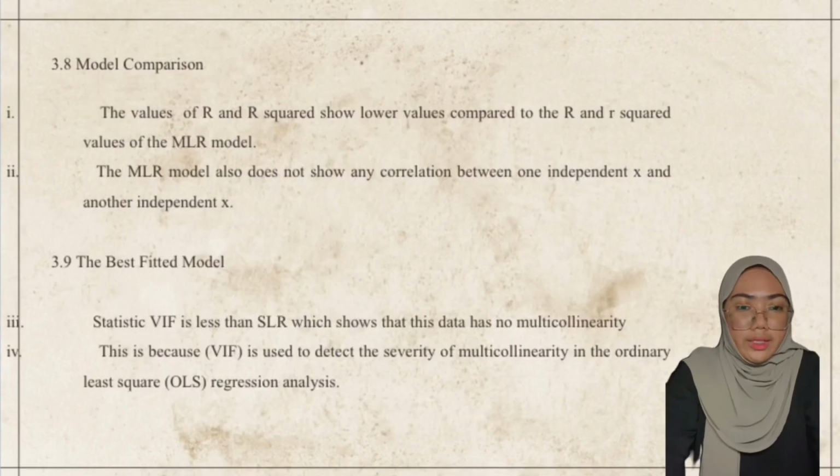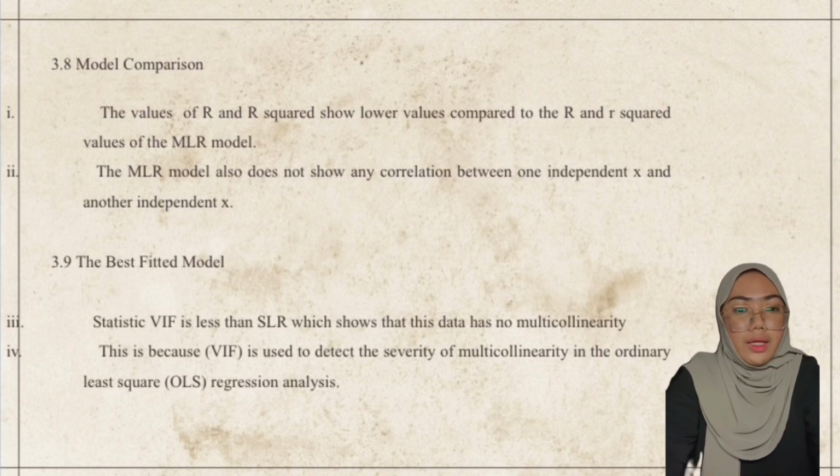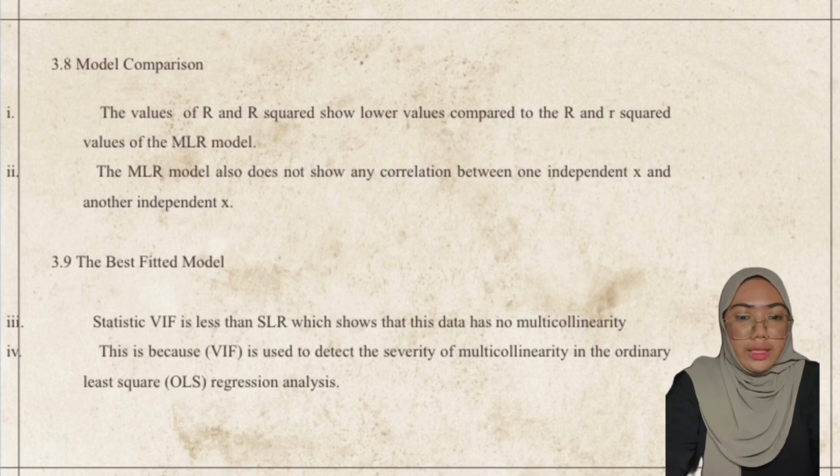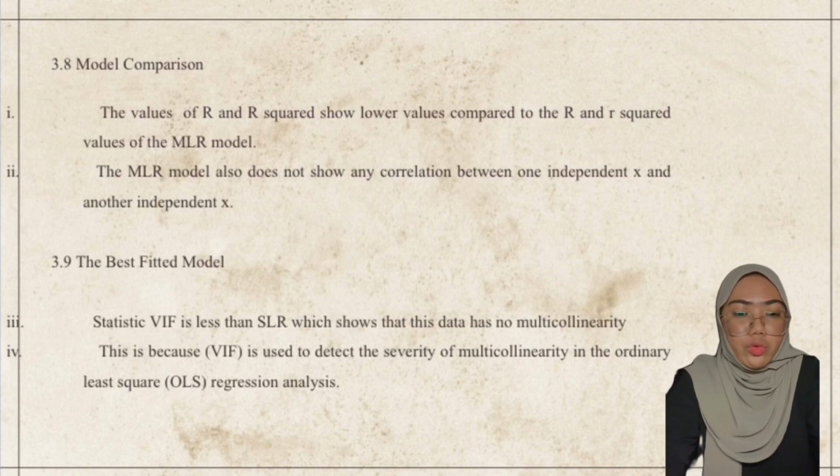Next is 2.8, which is model comparison. In the comparison between the SLR and MLR models for this dataset 1, we can see that the model can be taken as the SLR model. This is because the R and R square show a lower value compared to the MLR model.